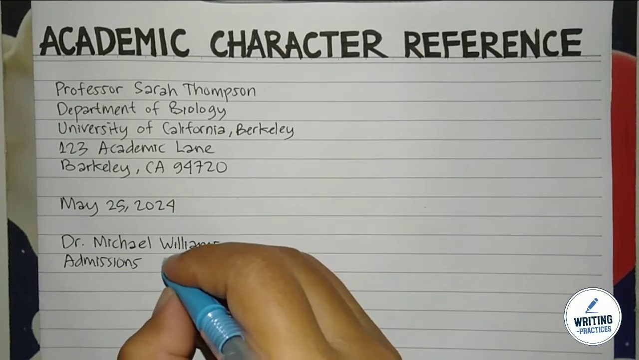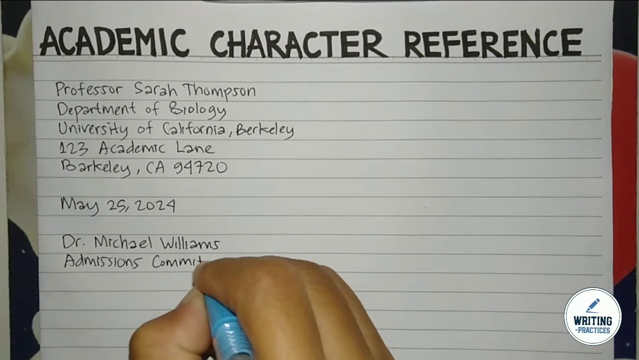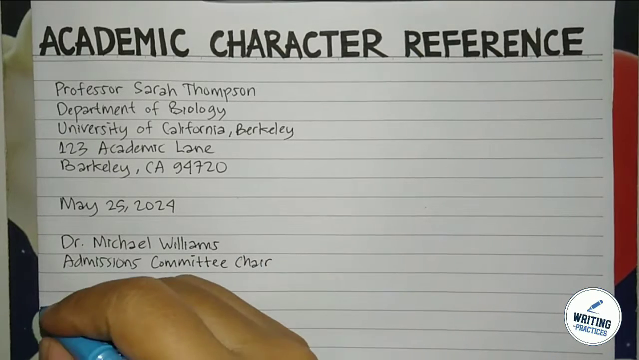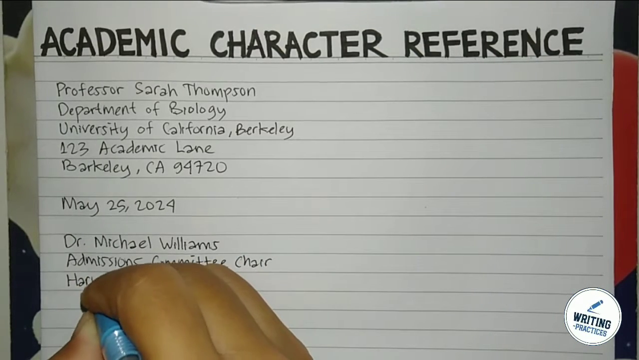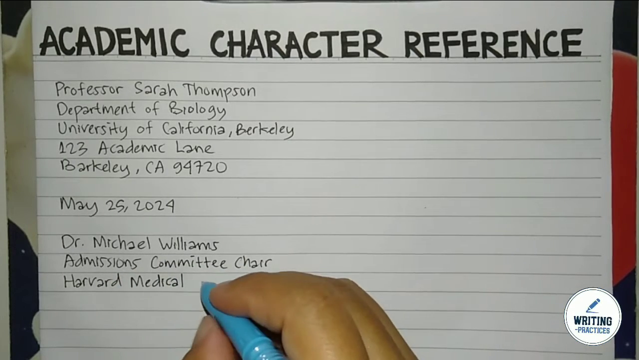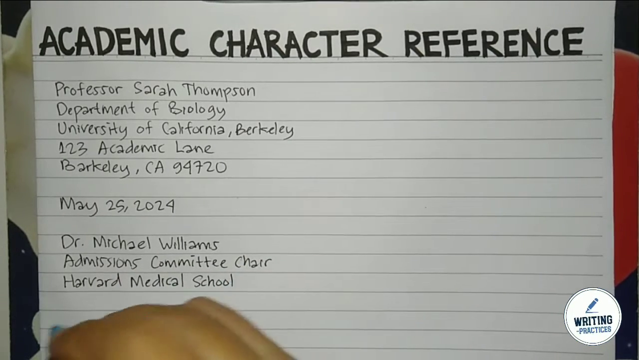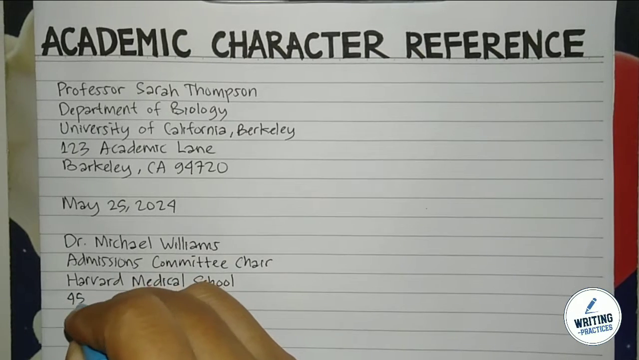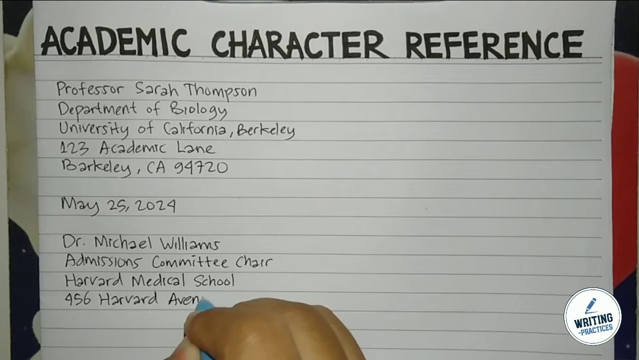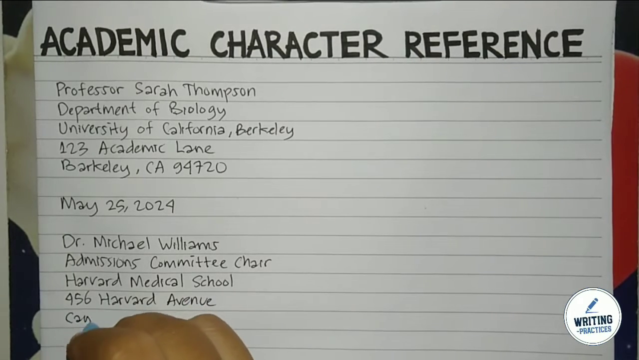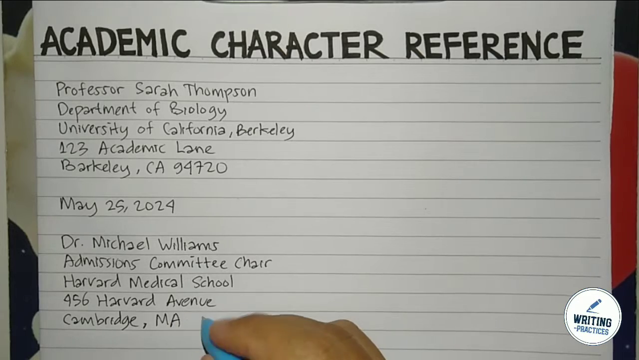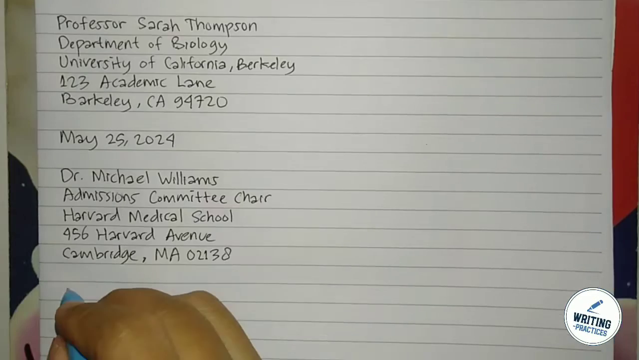You can start with their full name. And you should include it if they are a professor or doctor and so on. Under it, write their occupation in the school or university or educational institution. In this case is Admissions Committee Chair. Under it, write the name of the educational institution. In this case is Harvard Medical School. And now, you need to write the address of the school or university. Mention the number, street name, city, state, and zip code. You have completed the sender and recipient details.